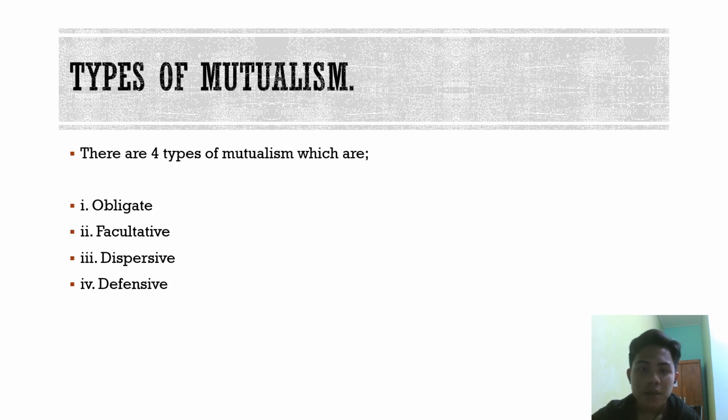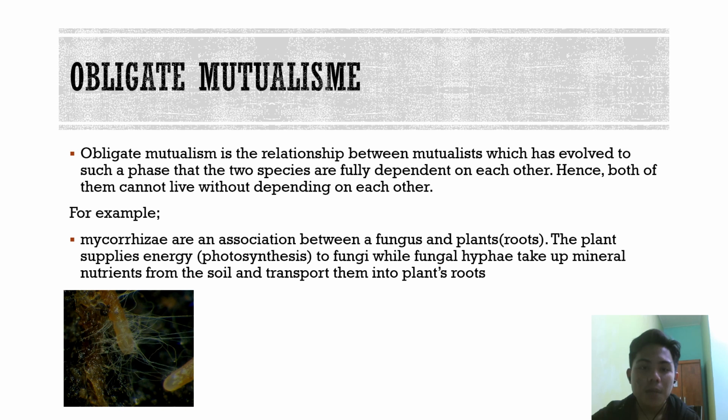There are actually four types of mutualism, which are obligate, facultative, dispersive, and lastly defensive. Obligate mutualism is the relationship between mutualists which has evolved to such a phase that the two species are fully dependent on each other. Hence, both of them cannot live without depending on each other.